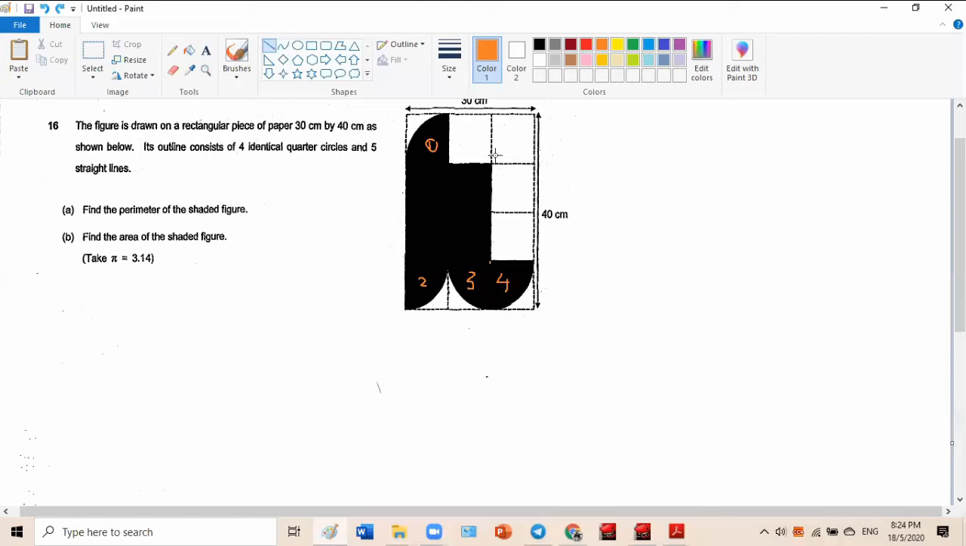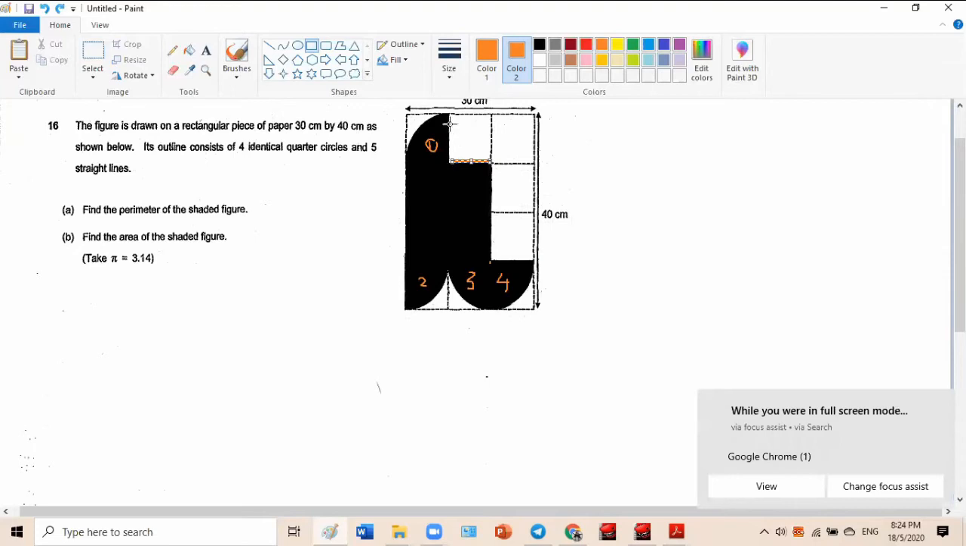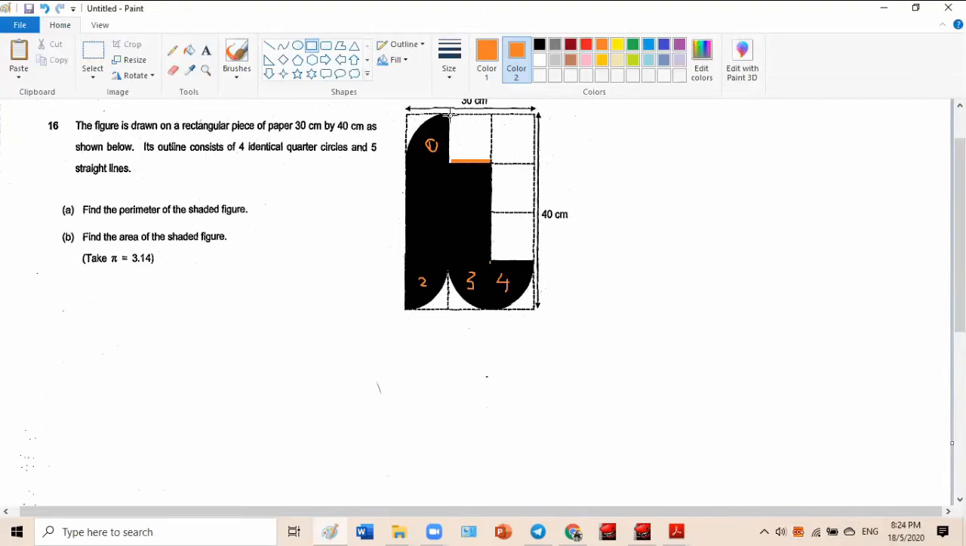5 straight lines. Where are the straight lines, people? This is a straight line. Can you see or not? Why don't I count that one as a straight line? Because it is part of a quarter circle. People understand or not? You know why I can't count this? Because this is part of the quarter circle. So it's already counted. You see, they try to confuse us with the wording.